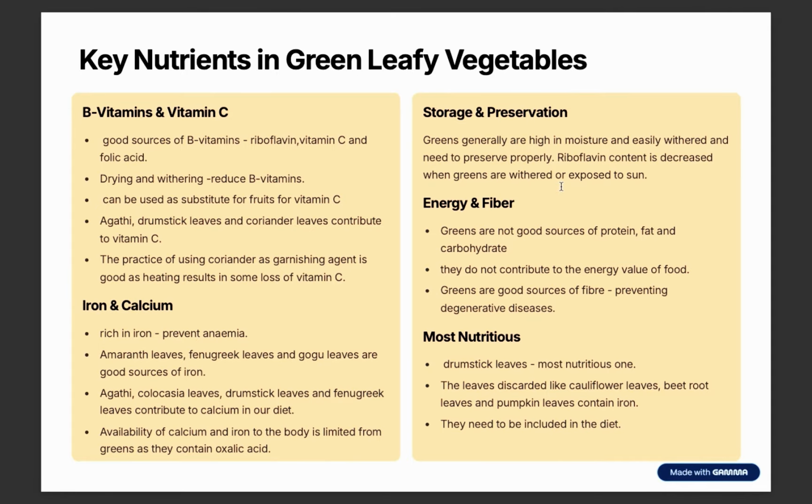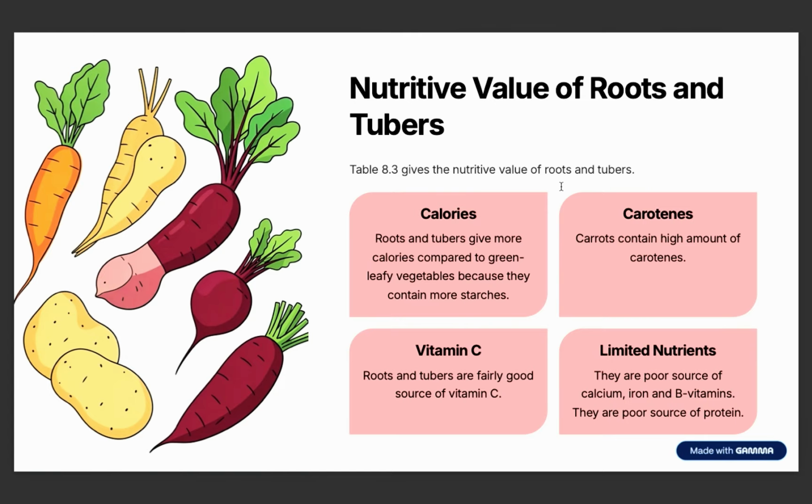And looking into the nutritive value of fruits and tubers, its main nutrient is energy or calories compared to the green leaf vegetables, because it has much more starch. And carotene is seen in carrots. It is the richest source of carotene. And looking into the vitamin C, roots and tubers have a fairly good source of vitamin C. And limited nutrients are the calcium, iron and B complex vitamins, and they are also poor in protein.